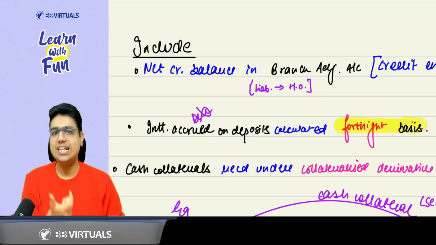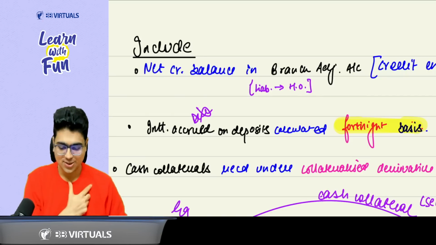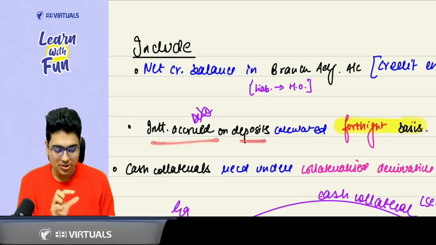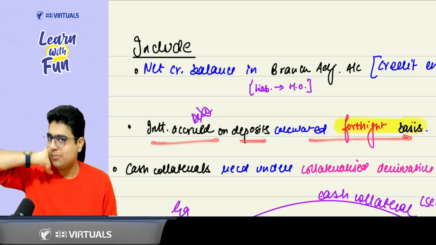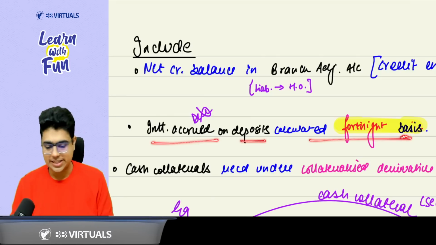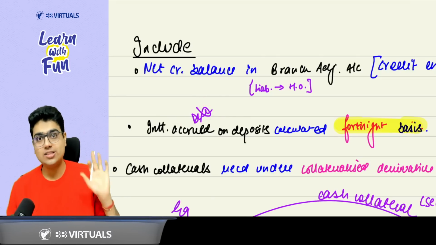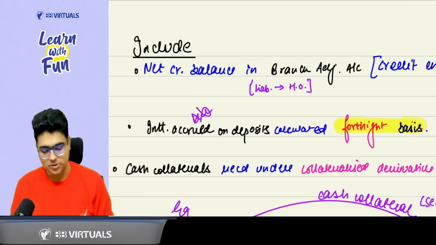Fortnight means on a 2 weekly basis, or you can say 14 days basis. So interest should accrue on deposits on a fortnight basis, and whatever interest accrued becomes a part of the deposits liability. Did I say due? No, sir. I did not say due. I am saying the interest is accrued.